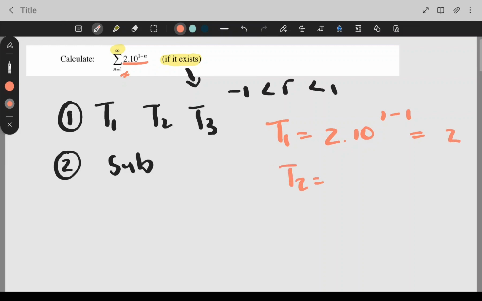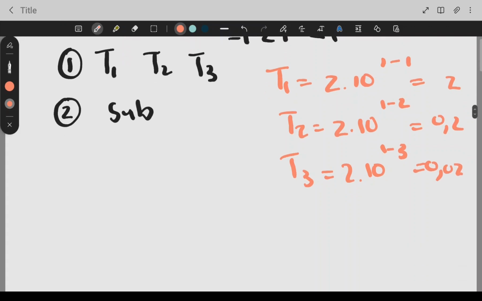For term 2, I sub in 2, so they're like that. So 1 minus 2. The answer is 0,2. And then for term 3, what's the next number after 2? 3. Like that. And I get 0,02. That's the first 3 terms.